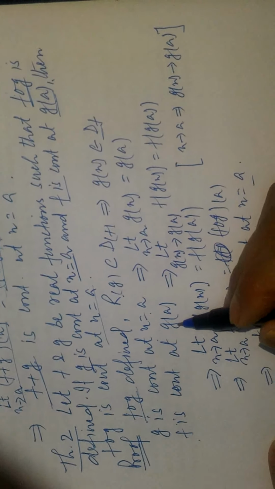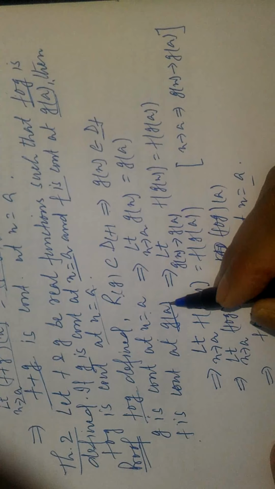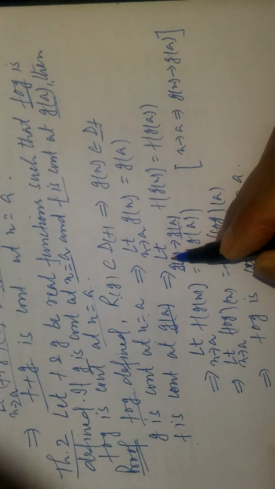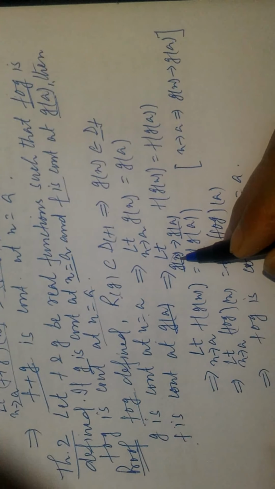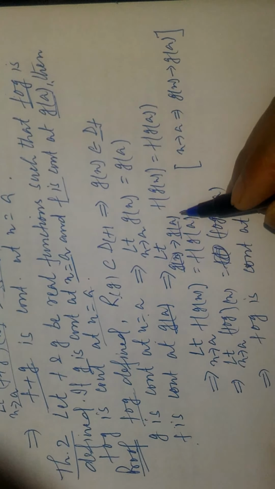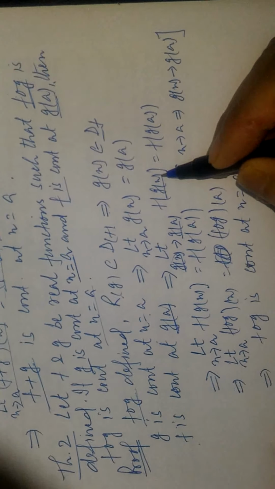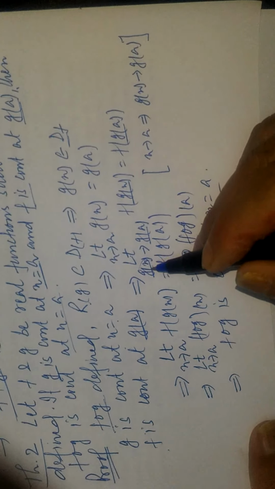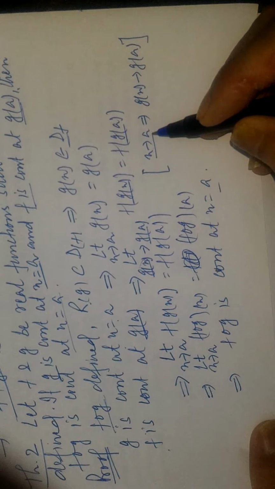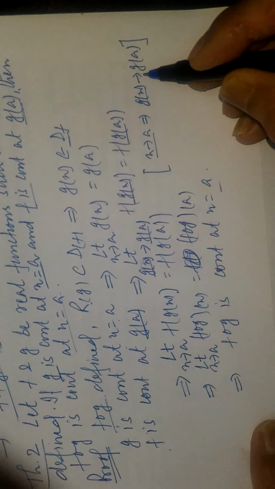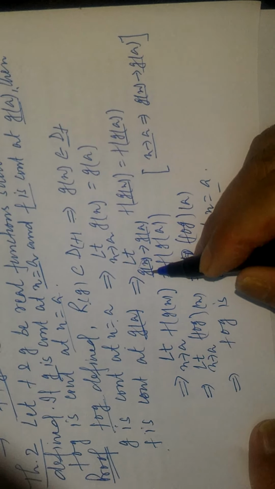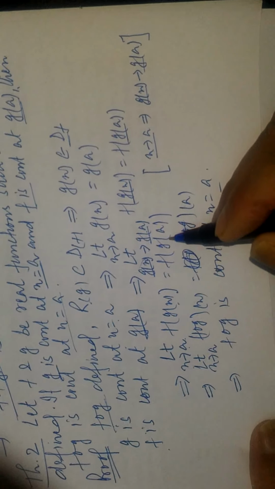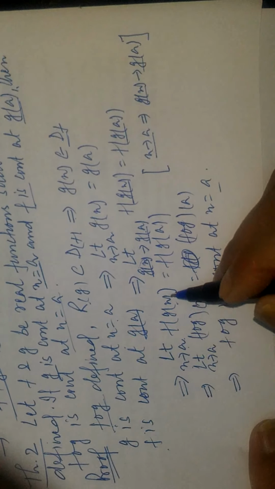And f is continuous at this point, so we can also write that limit g of x tends to g of a, because g of x is an element in the domain of f, so f of g of x tends to f of g of a. Now g of x tends to g of a when x tends to a, so we can replace g of x tends to g of a as x tends to a, and we can write the function as it is. So f of g of x is what?